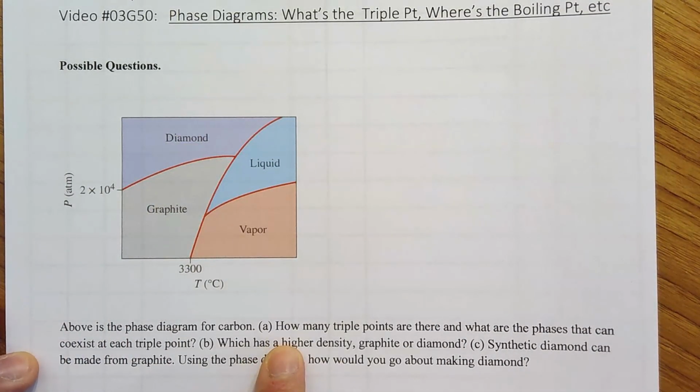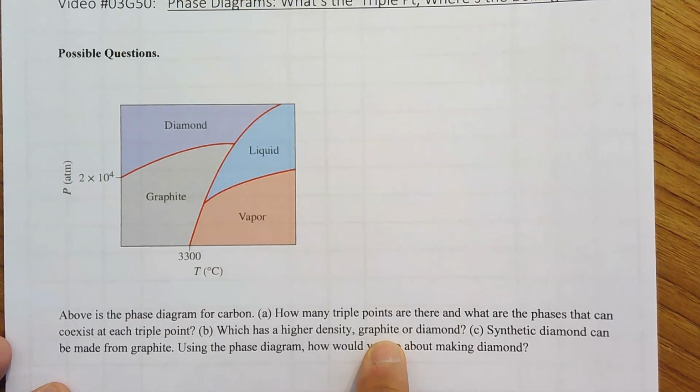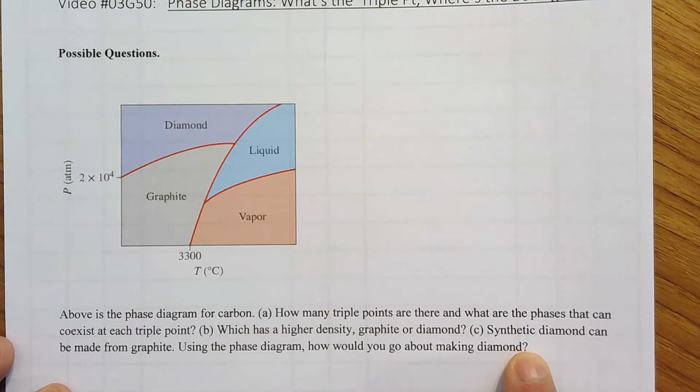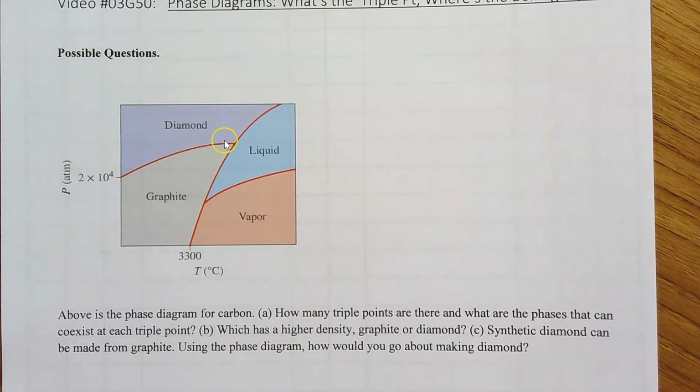Some questions that are possible when you're looking at this diagram: how many triple points are there, and what are the phases that can coexist at each triple point? Which has a higher density? We started to talk about the density of ice, solid water, and how that's unusual. Which has a higher density in this case, graphite or diamond? And then I thought this was interesting. Synthetic diamond can be made from graphite. Using the phase diagram, how would you go about making diamond from graphite? Those are the types of questions that you are liable to see when you're given a phase diagram.